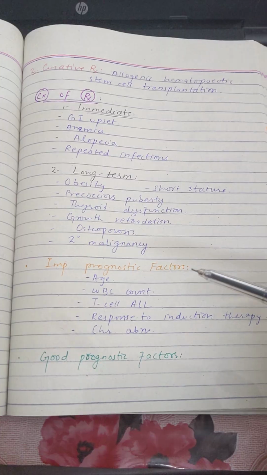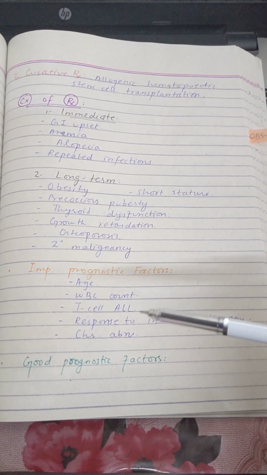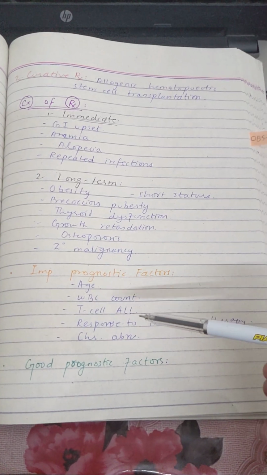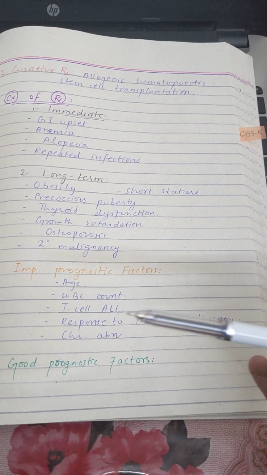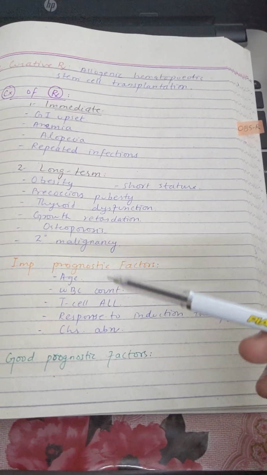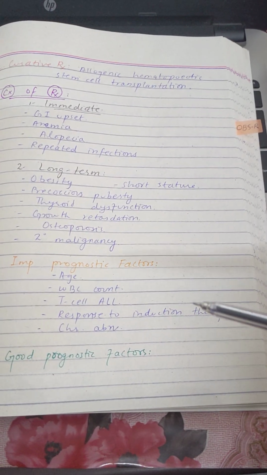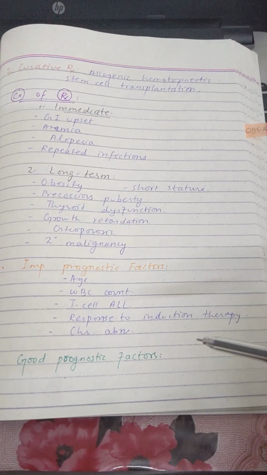What are the important prognostic factors in a child with ALL? The important prognostic factors are the age of the child, WBC count, and T cell ALL. There's a type of ALL that is T cell ALL, and if it is T cell ALL, the prognosis will be different. Also, what is the child's response to induction therapy, and what is the chromosomal abnormality involved? So age, WBC count, T cell ALL, response to induction therapy, and chromosomal abnormality will be the important prognostic factors in a child with ALL.